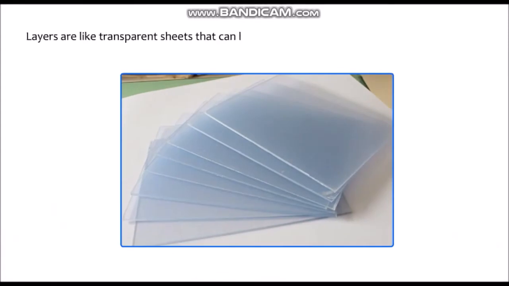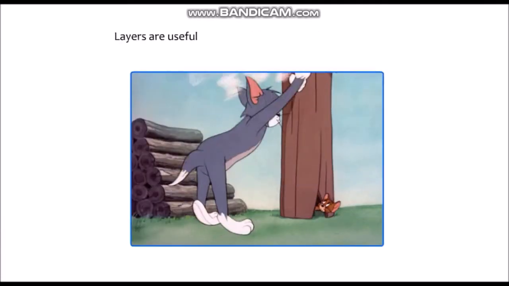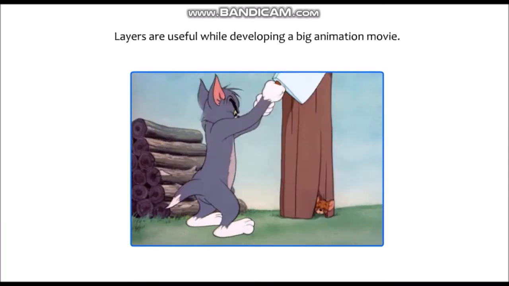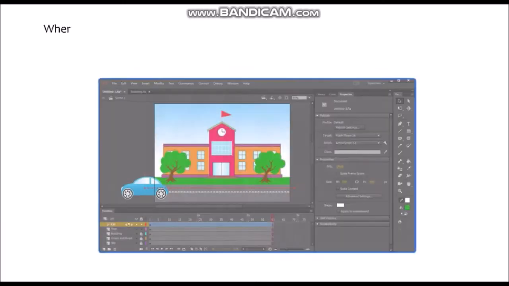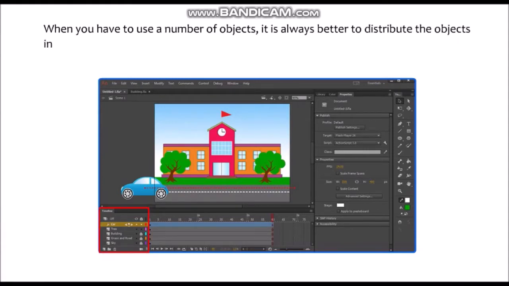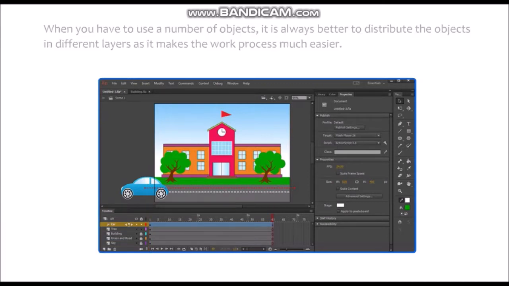Layers are like transparent sheets that can hold objects and stack on top of each other. Layers are useful while developing a big animation movie. When you have to use a number of objects, it is always better to distribute the objects in different layers as it makes the work process much easier.